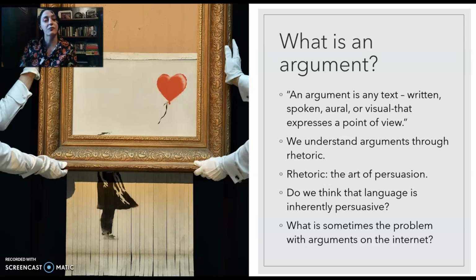So, everything that we say and do and create and express, because humans are a community-based species, is all argument. We're all communicating and expressing things to one another. So, everything that we say and do is an argument. I have an example here of a visual argument.